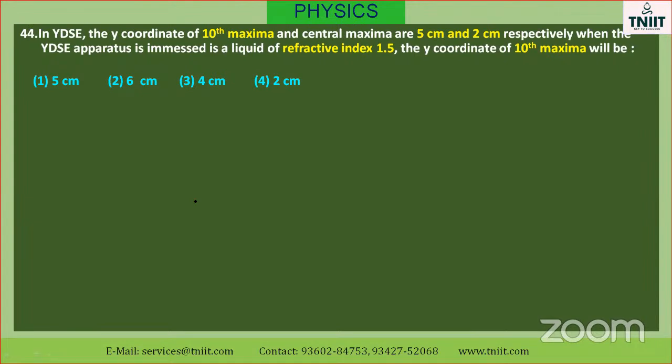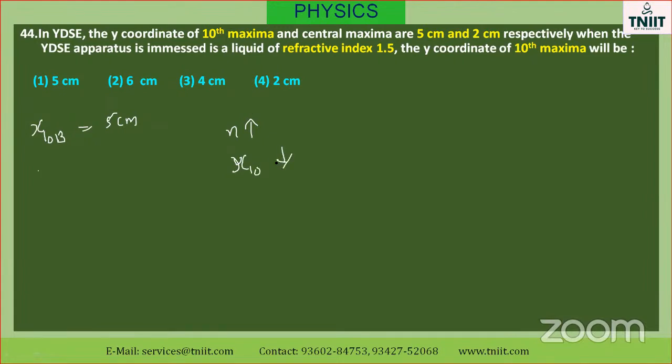Young's double slit experiment, 10th maxima. 10th maxima means the 10th bright band distance, which is 2 centimeter when it is immersed in a liquid of refractive index 1.5. What is the y coordinate of the 10th maxima? Please remember, if you increase the refractive index, the distance of the band should decrease.